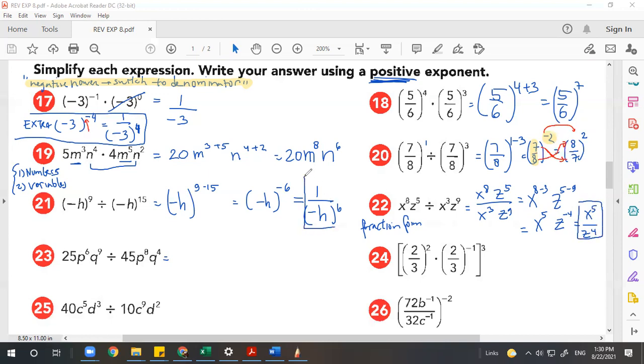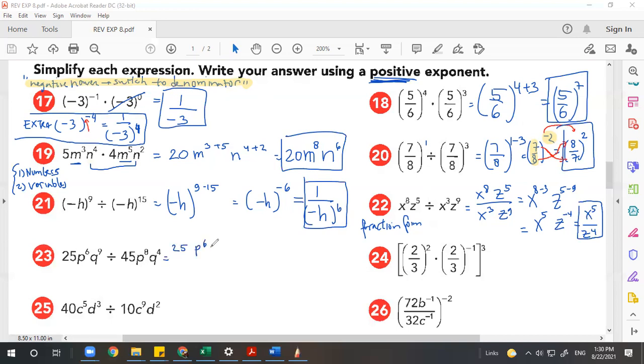I will square all the answer. Make it simple. Simple to see, I mean. There you go. Okay, number 23. Put it in fraction form: 25 P6 Q9 over 45 P8 Q4. So what to do first is the numbers.